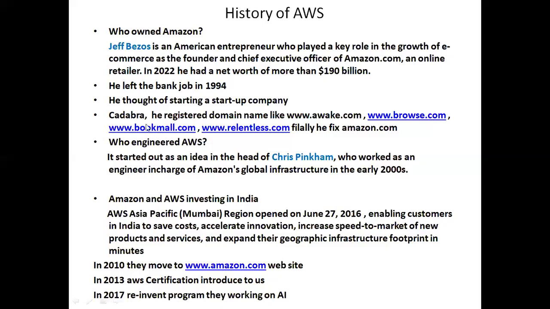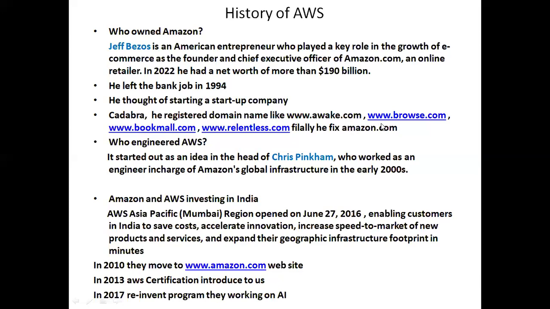Then he registered a few website names. If you need to start a startup, you need to register the name. He registered Kadabra, awake.com, browse.com, bookmall.com, relentless.com, like that. He registered a few domains, and he informed his legal advisor. What kind of name is Kadabra? Who is going to bother about this name? So his legal advisor said that. Then finally, he fixed on Amazon.com.